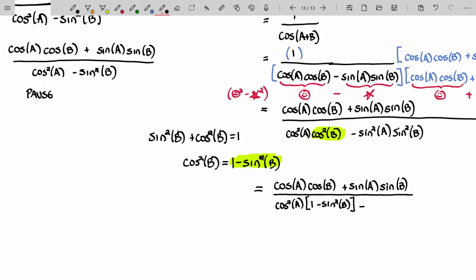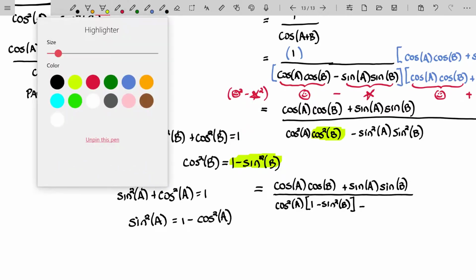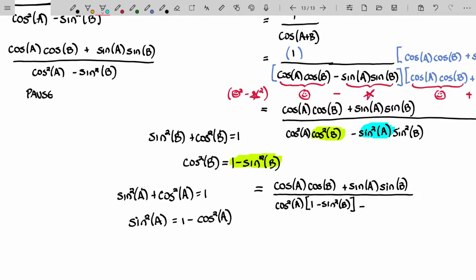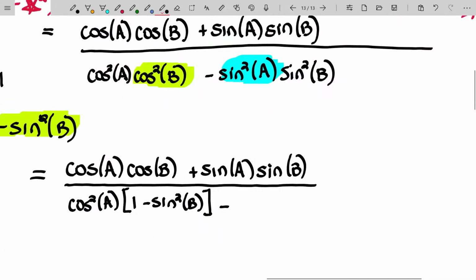We don't have a sine squared of a over here, so I'm going to do the same thing. I'm going to get rid of the sine squared of a by noting that the sine squared of a plus cosine squared of a is equal to 1. Therefore, that sine squared of a could be traded out for a 1 minus cosine squared of a. So that's what I'm going to do. I'm going to trade out that sine squared of a for a 1 minus cosine squared of a. So it's a minus quantity 1 minus cosine squared of a.